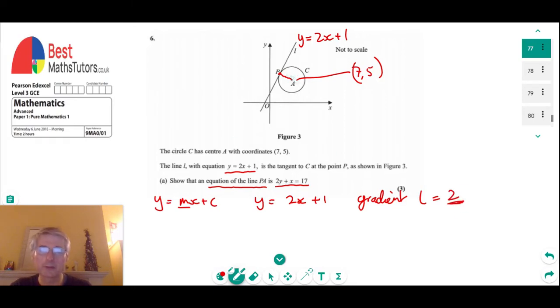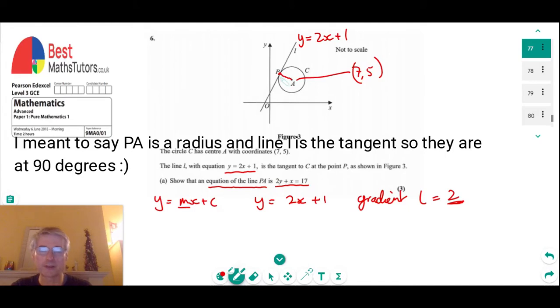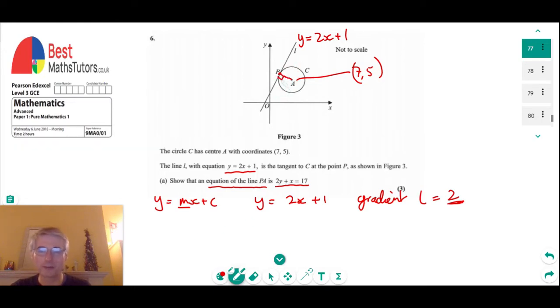And then we know that if we've got a tangent, which is what L is, to the circle at point P, we know that PA is at 90 degrees to it. And so we have two gradients which are at 90 degrees. If I've got gradient m and gradient n at 90 degrees, then n would be equal to minus 1 over m. So it's the negative reciprocal.